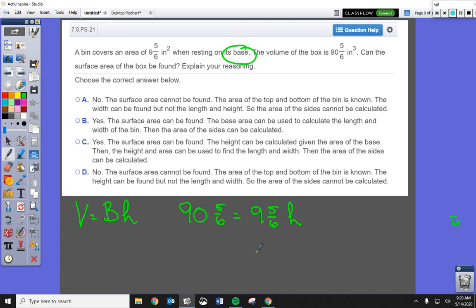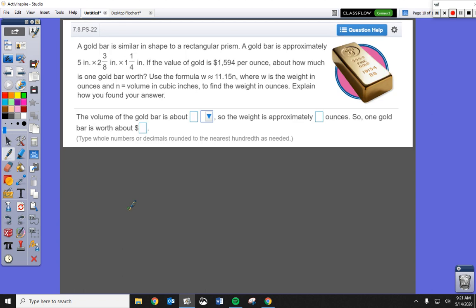But wait. No, that's not going to work. No, the surface area cannot be found. The area of the top of the bin is known. The height can be found, but not the length and width. There we go. That's the one we need. We can find the height. We just can't find the length and the width. All right. Next one.